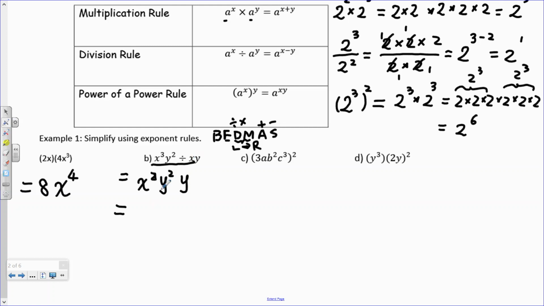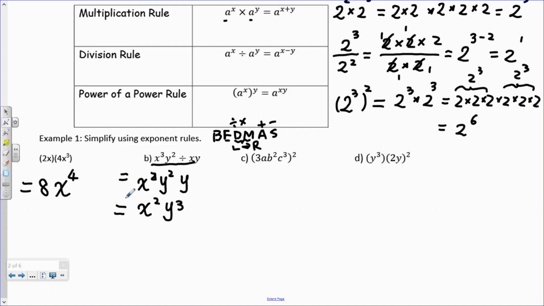Then for this one, we have x squared and no other x, so the degree does not change. But for the y, you have y squared times y, which is multiplication, so you are going to add the degrees together. No degree means 1. 2 plus 1 gives you 3. This is your final answer.